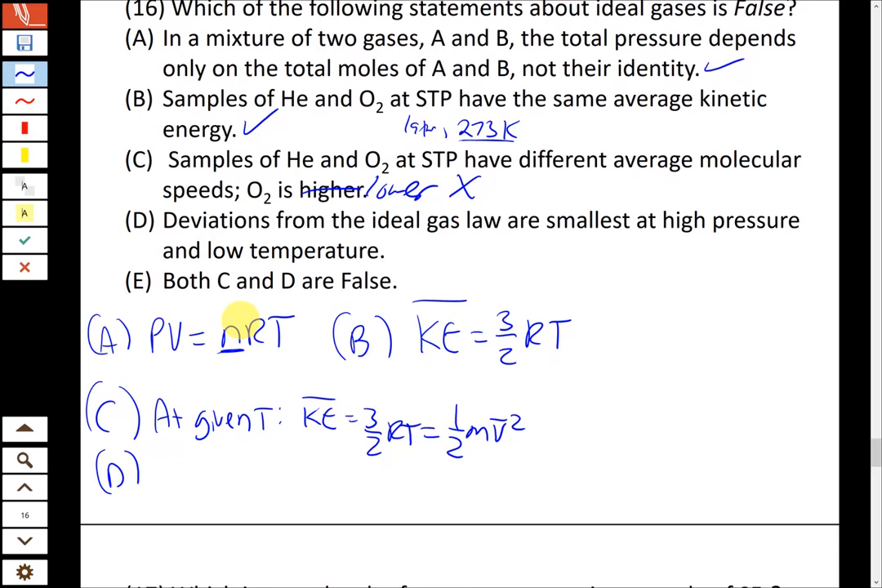So real gas molecules are attracted to each other to some extent, and real gas molecules occupy some amount of volume. PV equals nRT assumes that the volume of the gas molecules itself is 0, and in reality that's not true.